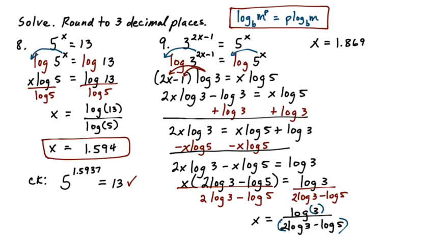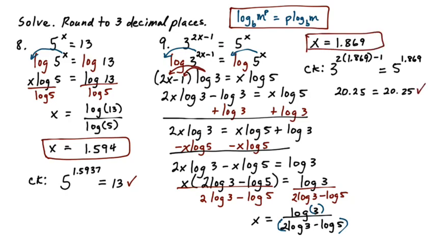When you go to check yourself, we're basically going to use this equation here and plug in this x value. So let me do that. When you put the left side into your calculator, you get 20.25. And when you put the right side into your calculator, you get the same thing. And so that verifies that this is the correct answer.